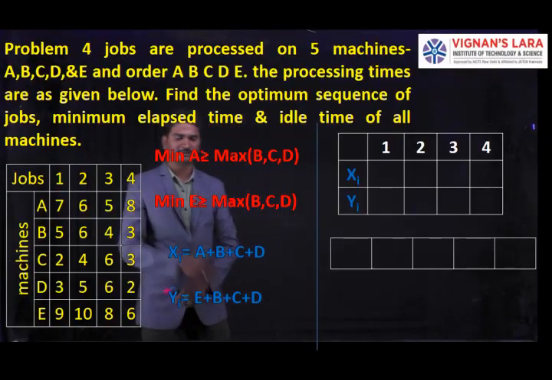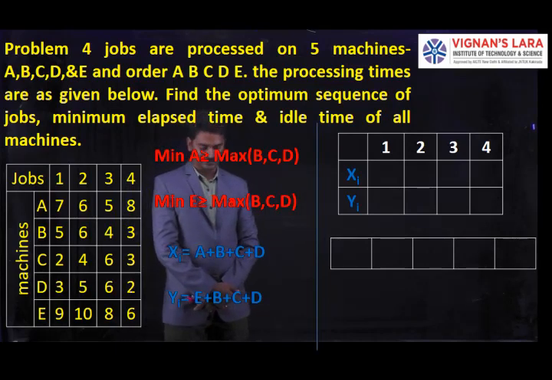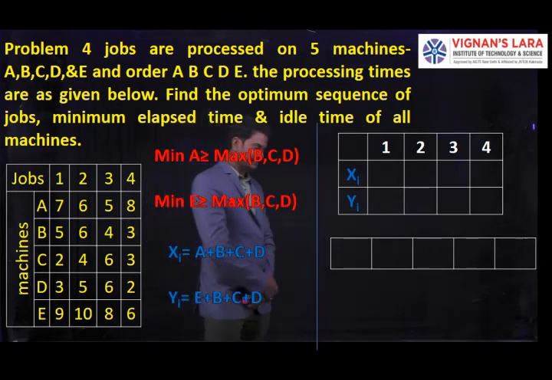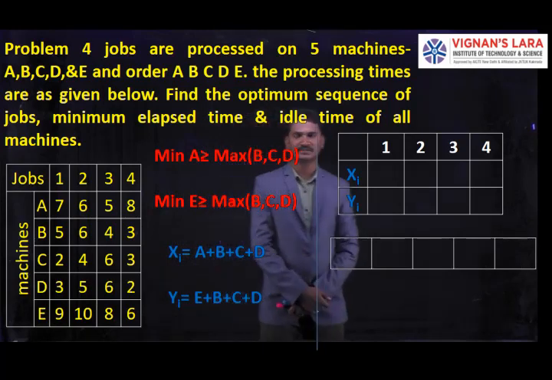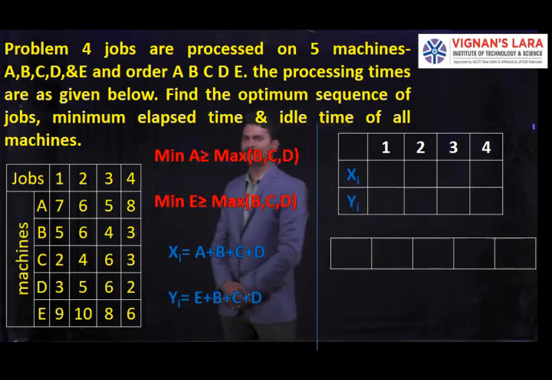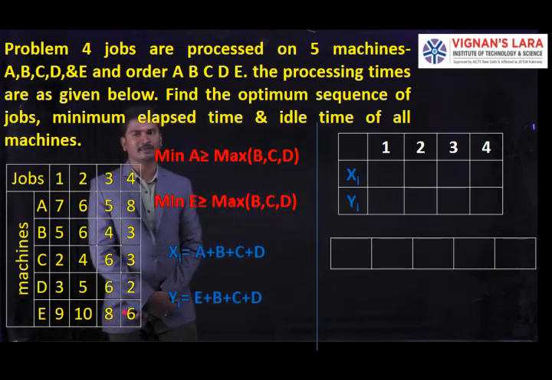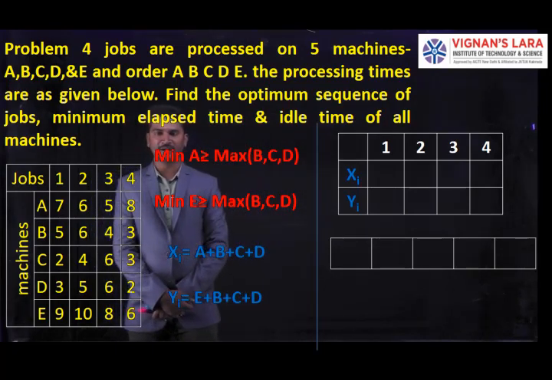Today I am going to explain the n jobs m machines problem. In previous classes we discussed n jobs 2 machines and n jobs 3 machines. Coming to n jobs 2 machines, there is no difficulty. Directly we calculate the idle times and elapsed times by taking the table.